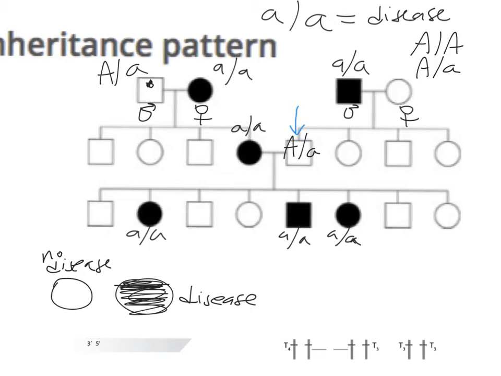Every individual is going to get a little a from dad. If this is recessive, so if the mom's a carrier, half of her kids get her big A, half of her kids get her little a, so half of her kids should be affected. We expect that if she's heterozygous, but that's probability.